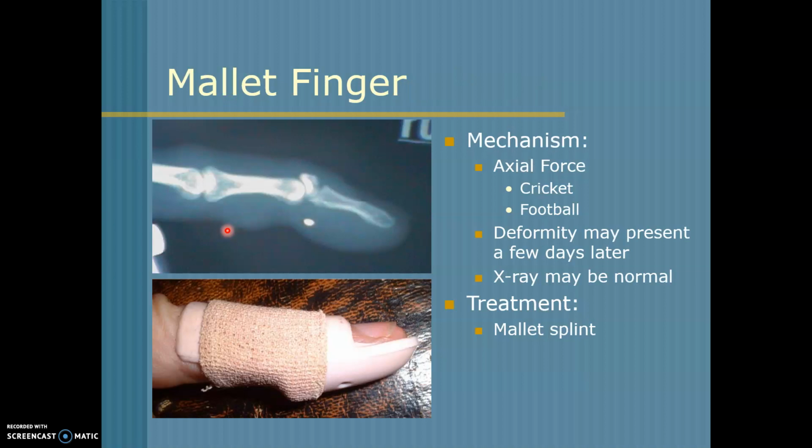The other injuries you might see are the swan neck deformity or the boutonniere deformity. The boutonniere deformity is a rupture of the extensor communis expansion over the proximal interphalangeal joint, which causes the joint to flex and push up through the tendon.